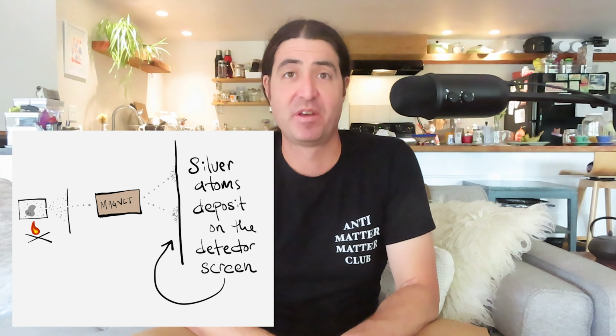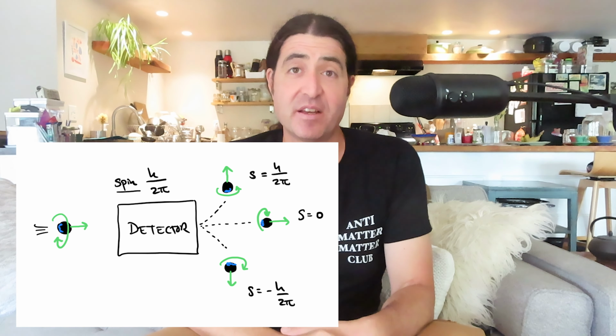and a clump of spin down silver atoms at the bottom. If you were to find a way to repeat this kind of experiment with a spinning object that had spin of h over 2 pi, then there would be three available angles for you, and what you would find is three separate lumps, one for h over 2 pi, one for 0, and one for minus h over 2 pi.